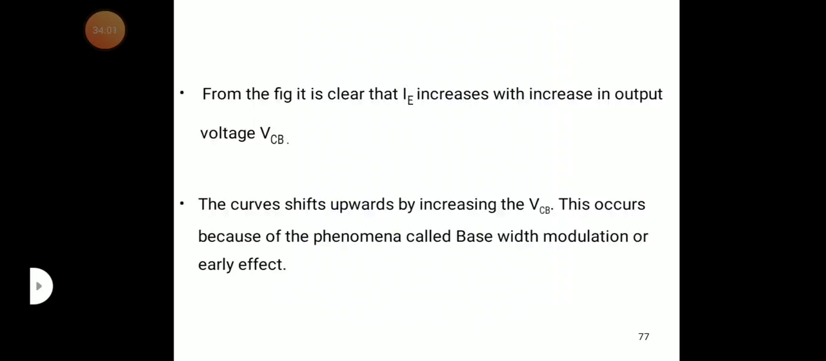The curve shifts upwards as VCB increases. This occurs because of the phenomenon called base width modulation, or the early effect of the device.